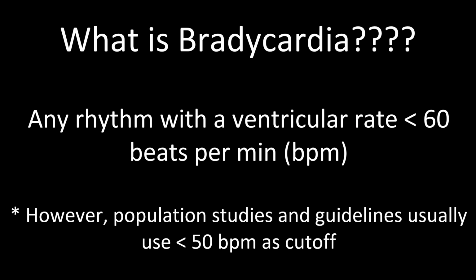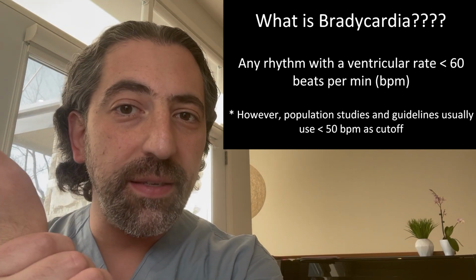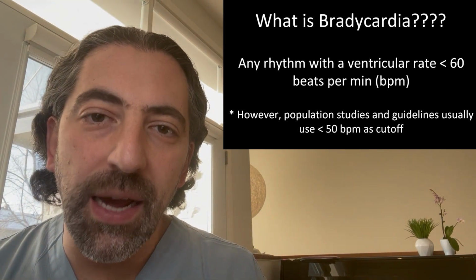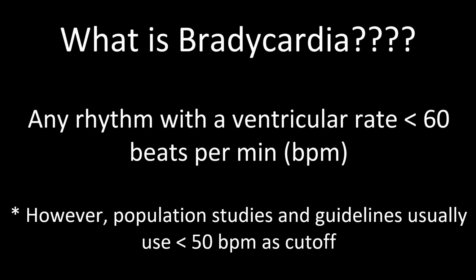So bradycardia is any rhythm with a ventricular rate of less than 60 beats per minute, meaning a pulse of less than 60 beats per minute. Now, some population studies and guidelines will use less than 50 beats per minute as the cutoff. But classically in medical textbooks, 60 beats per minute is what's used.